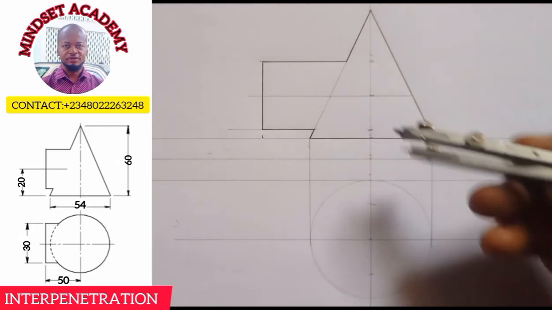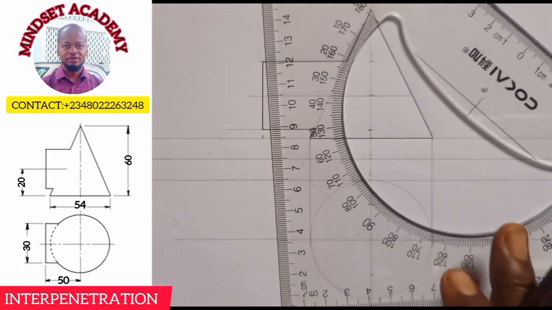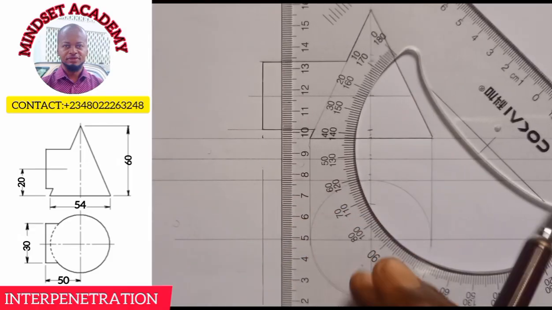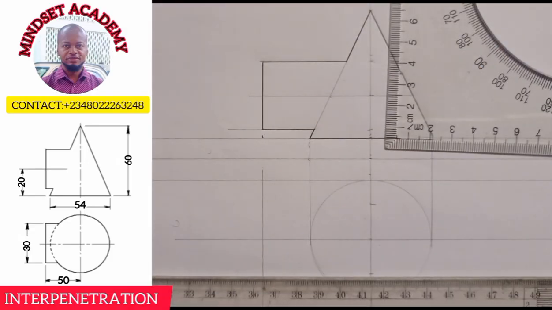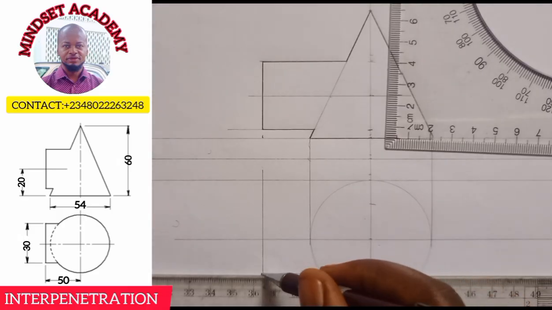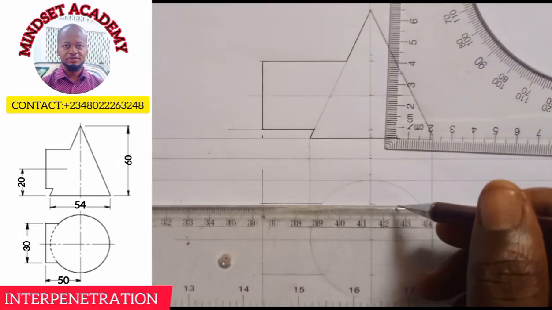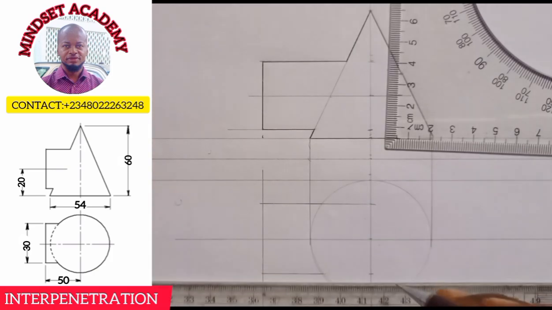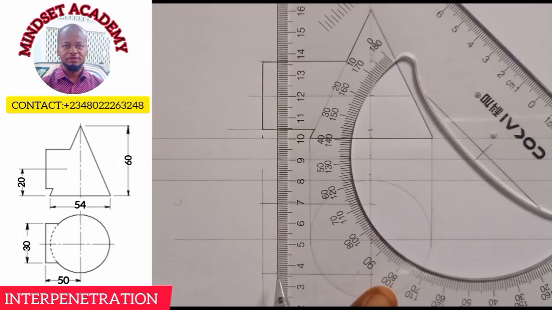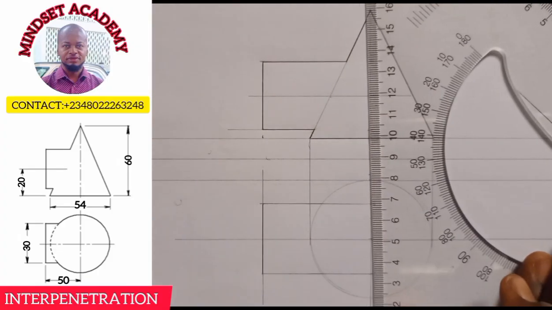Alright? And I'm going to draw my horizontal line, my vertical line here. Then I can easily bring this one out. Faint lines first. Touching here. And also touching here. Just faint line. Can close it up. Right?